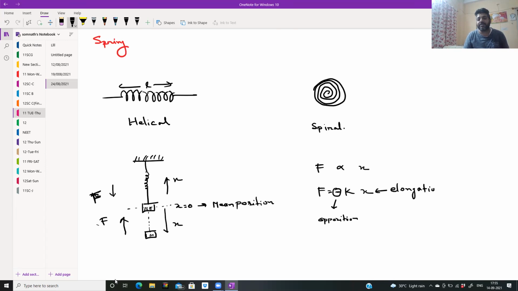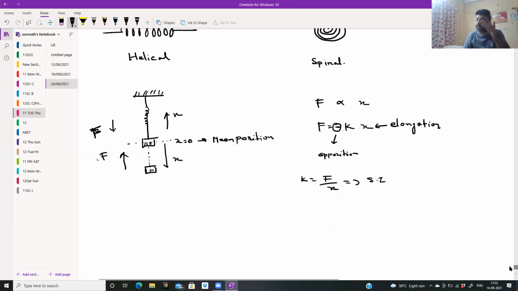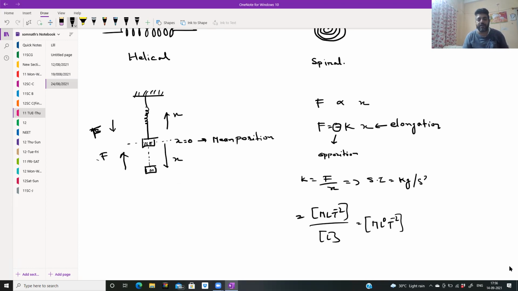So K is a spring constant, which is called force per unit length. Its unit and dimension: force is MLT minus 2, divided by L. So the dimension is ML0 T minus 2, SI unit kg per second square. Clear, everyone?